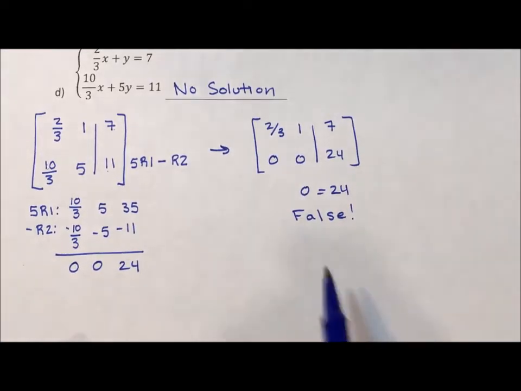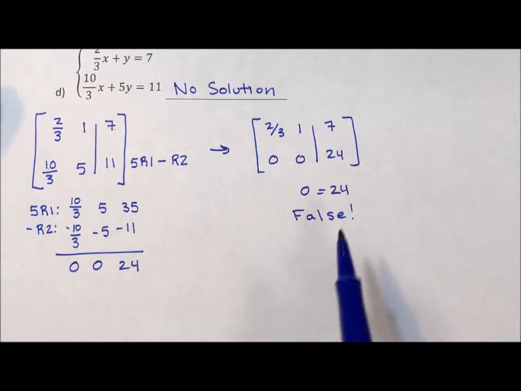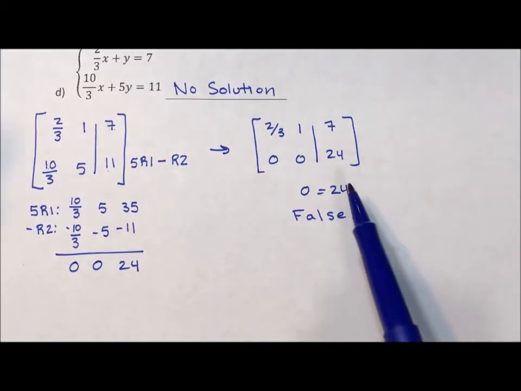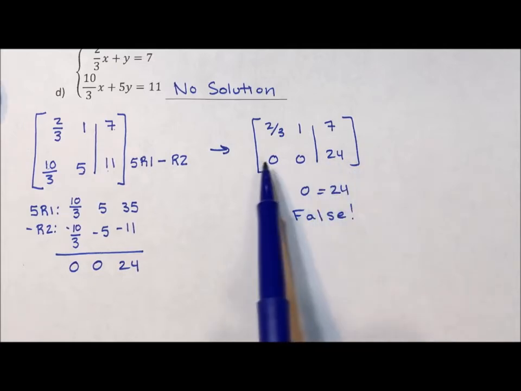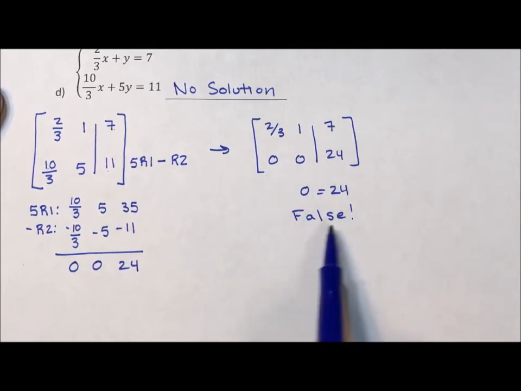If we had a full row of zeros, that would be a whole other situation. We'll talk about that later in this playlist. I talk about how to deal with the infinite solutions, and we'll do it parametrically. But when we have this row that is false, we have to stop and just say, nope, it doesn't work.